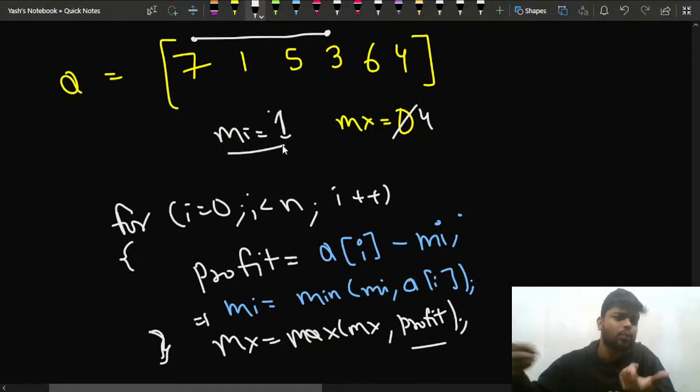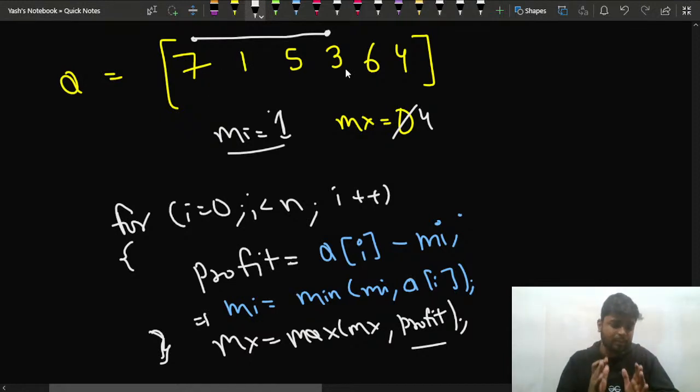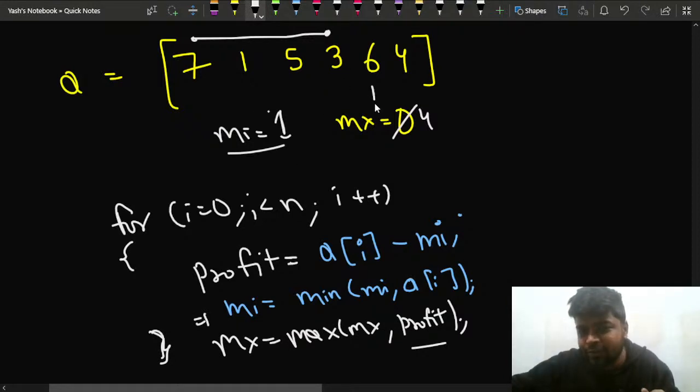So my minimum is still 1. Why? Because from this range till this range, the minimum will not change. Why is the minimum not changing? Because you can see that the minimum is still 1, right? From the first 4 elements, the minimum is 1, and I'll always want my cost price, the cost at which I'm buying the particular stock, to be minimum. So it will be 1, and I would be at 6, right?